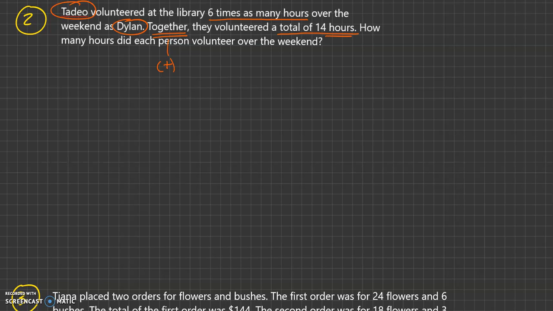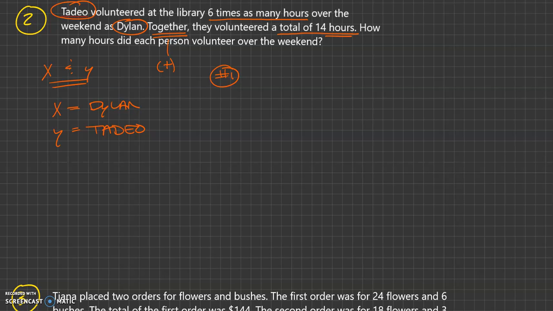So what if we were to do this? We need to decide our variables. We've got two unknowns here, two things that we don't know. I'm going to use x and y. Why don't we let x equal Dylan, the number of hours that Dylan works, and let y represent Tadeo. We know we have two unknowns. That means we need two equations. So what's our first equation?